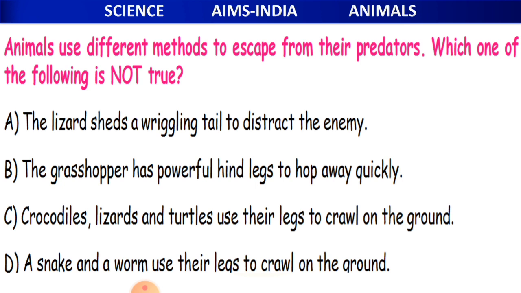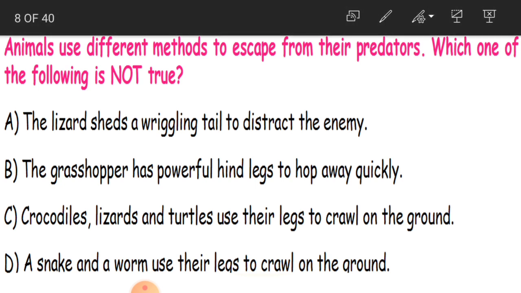Animals use different methods to escape from their predators. Which one of the following is not true? What are predators, children? Which are going to harm them. No, which are like their enemies. They are predators which kill them and eat. So many animals use different methods to escape from their enemies, and which one of the following is not true? Here you have got 4 statements. So which is not true, that we have to mark as the correct answer.